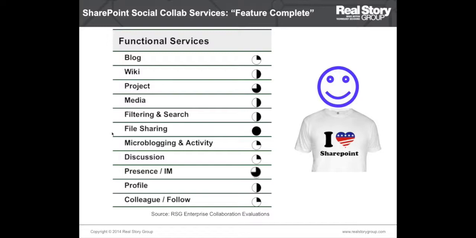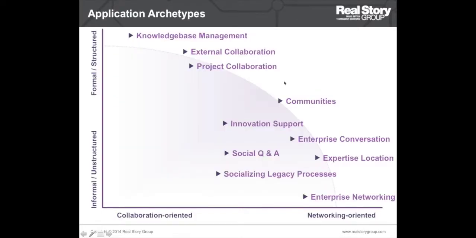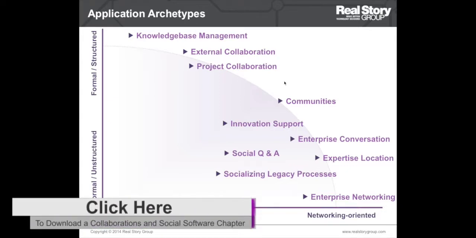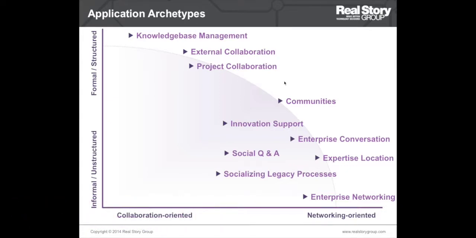The reason why it's a much better way of looking at things is that it allows you to address actual business value, and it also allows you to better evaluate technologies like SharePoint. So let's look at the 11 or 12 of them that we have in this particular marketplace. In this case, we call them application archetypes. You might think of them as business applications or use cases or scenarios. And this is what we call the arc of participation here, that you have a set of applications, some of which are more collaboration-oriented and more formal and structured, others of which are more informal, unstructured, more networking-oriented.